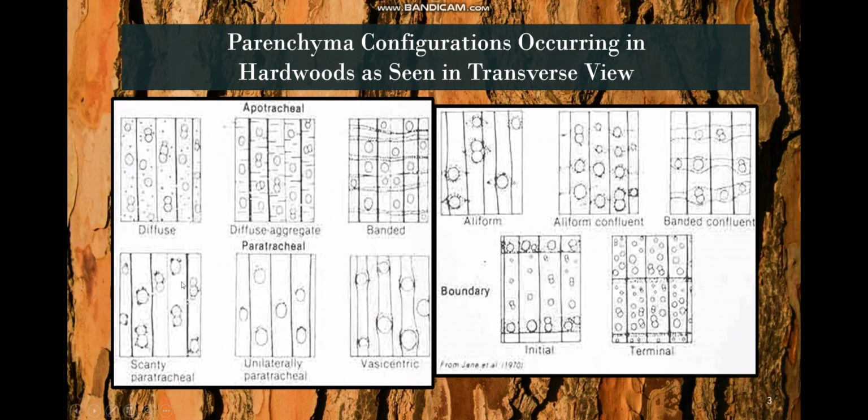Now below here is what we call the paratracheal. This one over here is what we call the scanty paratracheal, unilateral paratracheal, vasicentric, aliform, aliform confluent, and banded confluent.